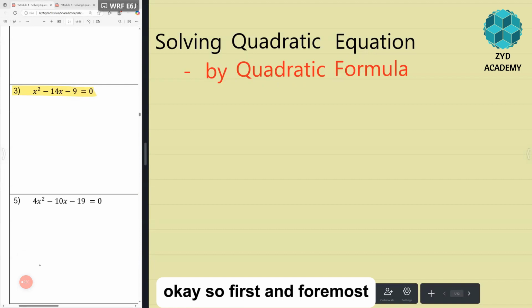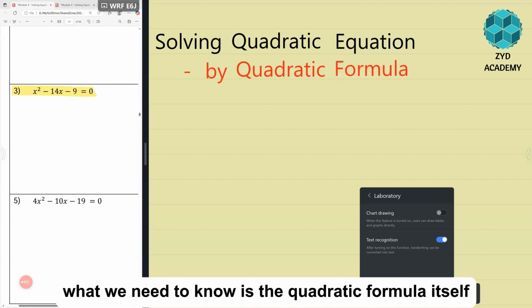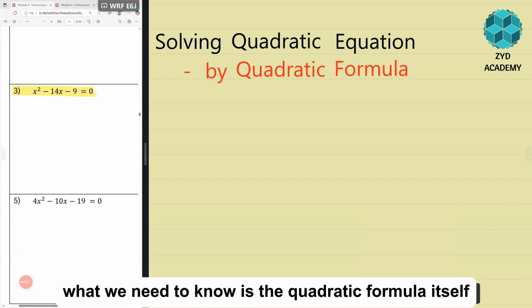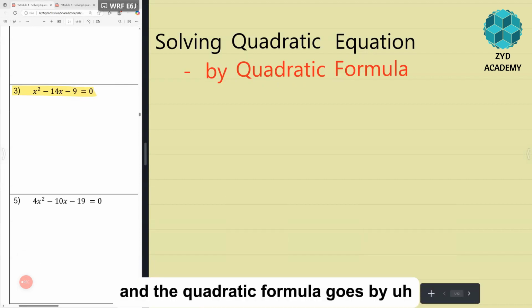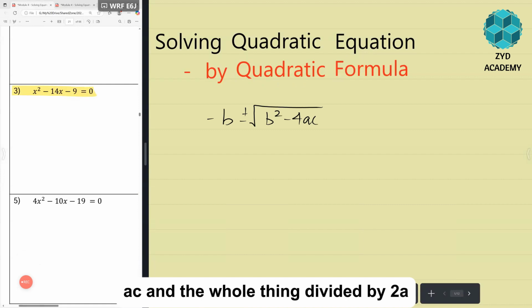Okay, so first and foremost, what we need to know is the quadratic formula itself, and the quadratic formula goes: x equals minus b plus minus the square root of b squared minus 4ac, and the whole thing divided by 2a.